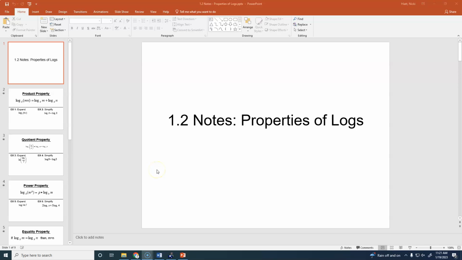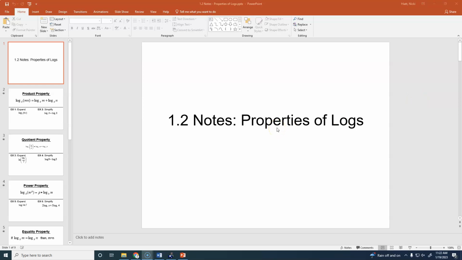Okay, so today we are going to work on using properties of logs to expand and compress, or condense, log expressions. Today we're not going to be solving any equations. Tomorrow we are going to use this to solve equations. We've looked at some basic log and exponential equations. Tomorrow we're going to look at some that are a little bit more complex. To do that, we have to know all of these properties of logs.